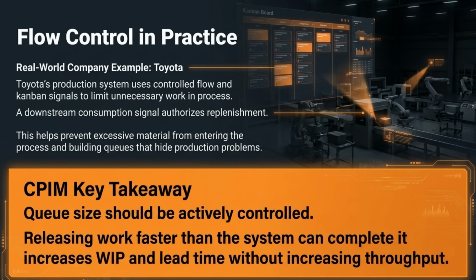Real-world company example. Toyota. Toyota's production system uses controlled flow and Kanban signals to limit unnecessary work in process. A downstream consumption signal authorizes replenishment. This helps prevent excessive material from entering the process and building queues that hide production problems. CPIM key takeaway. Queue size should be actively controlled. Releasing work faster than the system can complete it increases WIP and lead time without increasing throughput.